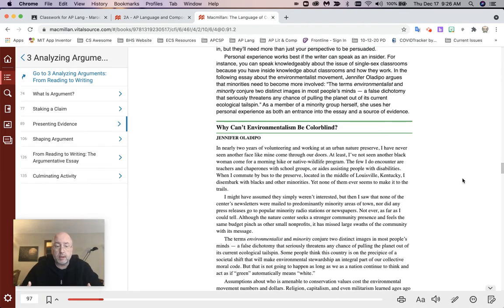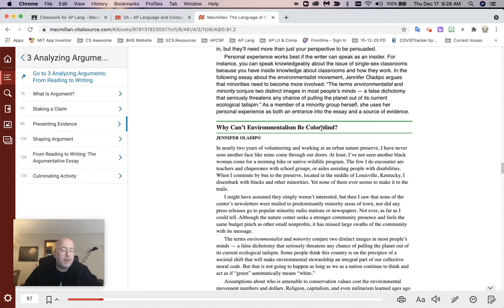If you're a world class expert, your personal experience is going to have a whole weight to it. If you're speaking about issues from a group you're a member of, or issues that you can connect your audience on, this can be very powerful. For example, this is a great article by Jennifer Oladipo, and I want to make sure I pronounce it correctly. She has an article called "Why Can't Environmentalism Be Colorblind?" It's an article that you're going to have to read that talks about how folks of color are not as necessarily involved in environmentalist causes as you would think.